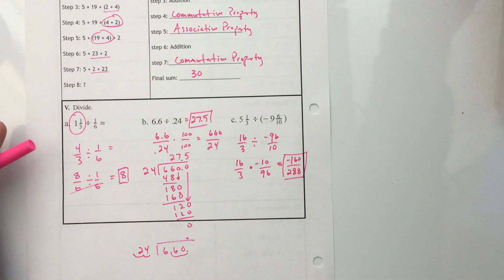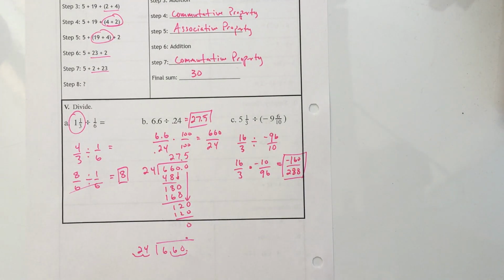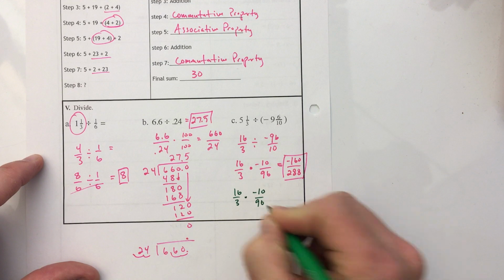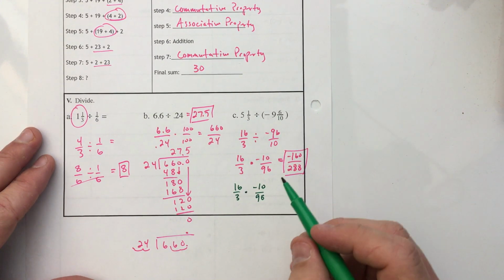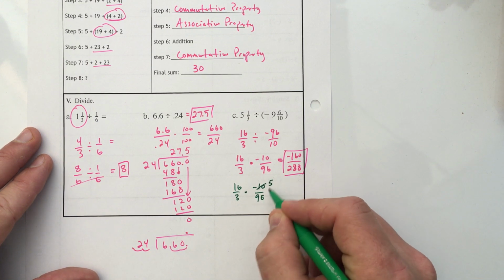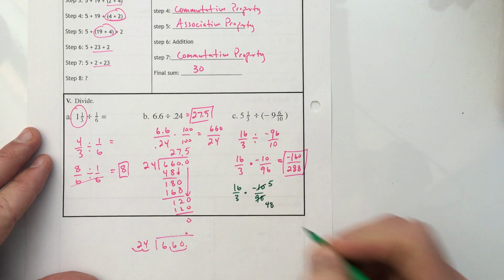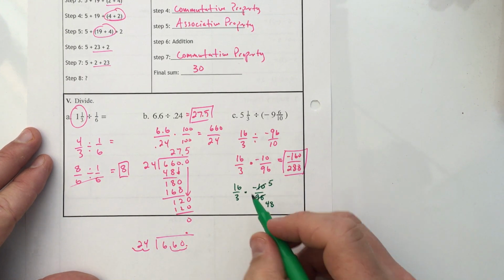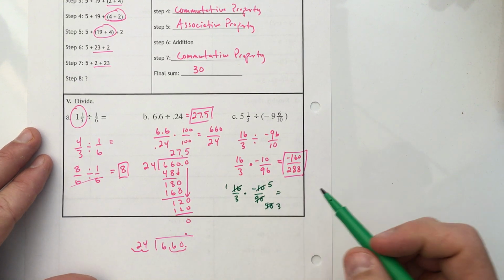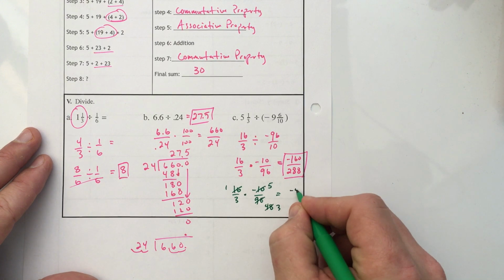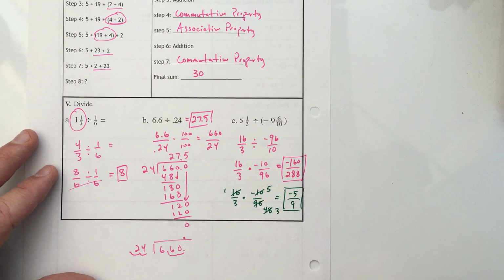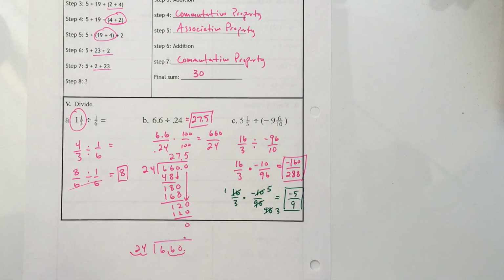Alternatively, let me use a different color here. I can do some cross simplification. -10 over 96 can simplify to -5 over 48. And then 16 goes into 48 3 times. So 16 goes to 1 and 48 goes to 3. And now I have a much easier problem. I have 1 times -5, which is -5, and then 3 times 3, which is 9. And now I have my simplified answer. So both of those work.